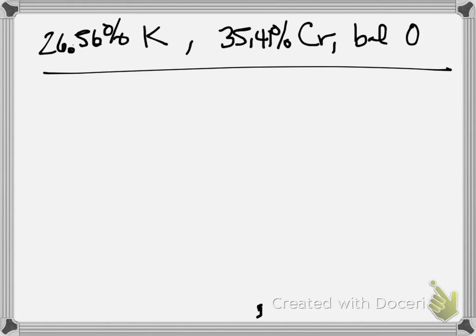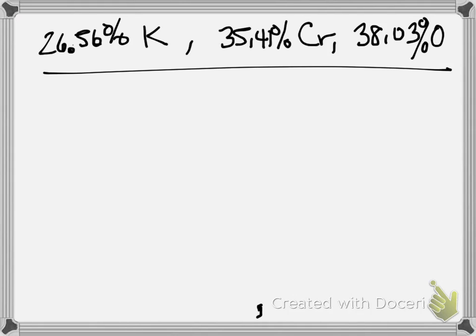Okay, so we're given data like this. 26.56% potassium, 35.41% chromium. The balance of the compound is oxygen. So obviously the first thing we have to do is figure out what percentage is oxygen. You will see problems like this sometimes, and this is the one and only case where you can just add them up and subtract from 100. So what percentage oxygen do we get? Okay, so we get 38.03% oxygen.